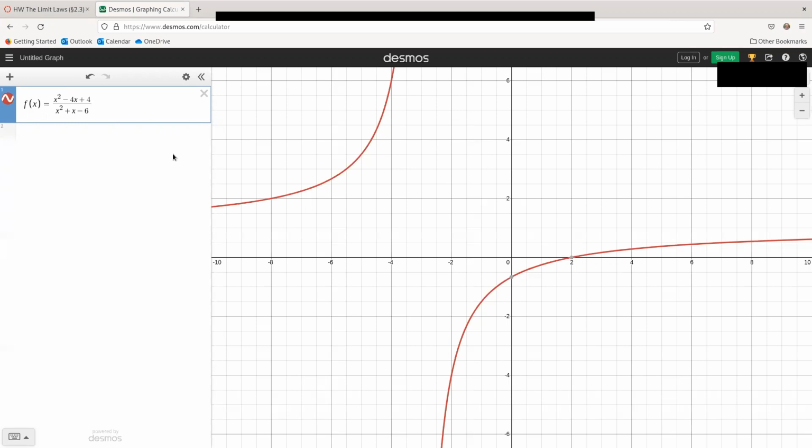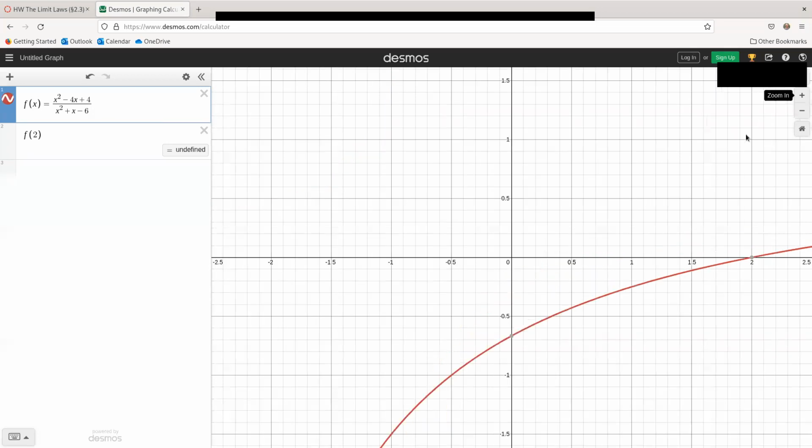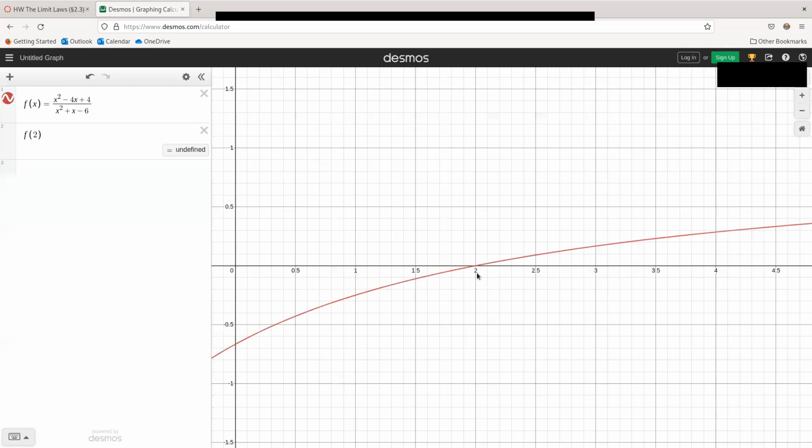Desmos, you're lying. f of 2 is undefined. Oh, interesting. So it's undefined for the function, but Desmos is saying it exists on the graph. I've not seen it do that before. Huh, that's fascinating. What if we zoom in? Is it still going to mess it up? Click on the function. Wow, it still thinks it exists on the graph, but it truly doesn't, right? Because f of 2 does not exist.